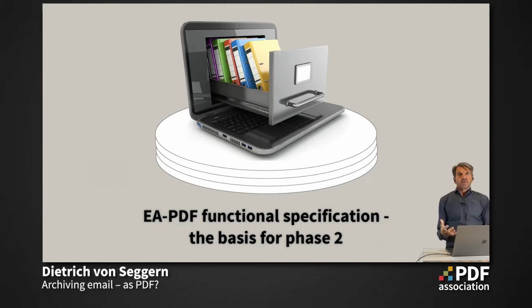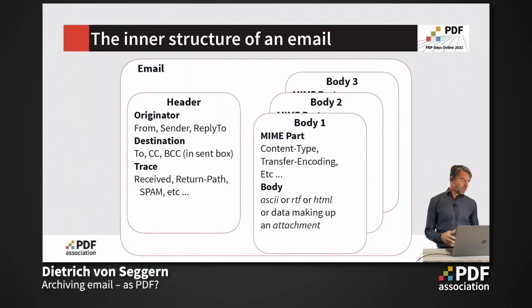This is already the most important information that I want you to understand that is written down in the EA-PDF specification. In a second part, that specification goes into further detail. There is a functional specification with more detailed requirements for archiving email and PDF. And that will also be the basis for even further detailed specification that will take place in phase 2. So I would want to use the rest of my time to go one level deeper in details and have a closer look at these functional specifications.